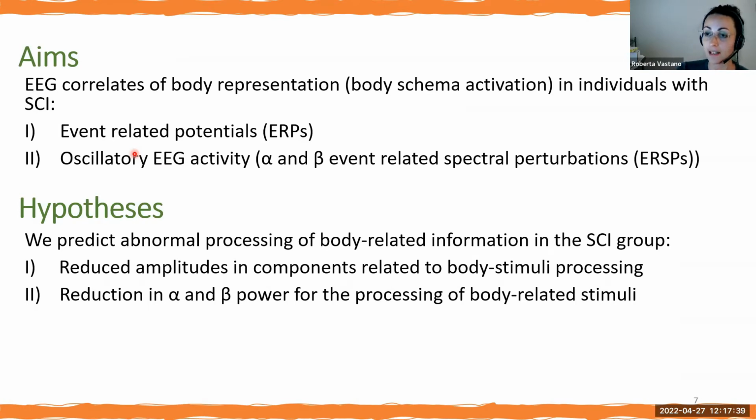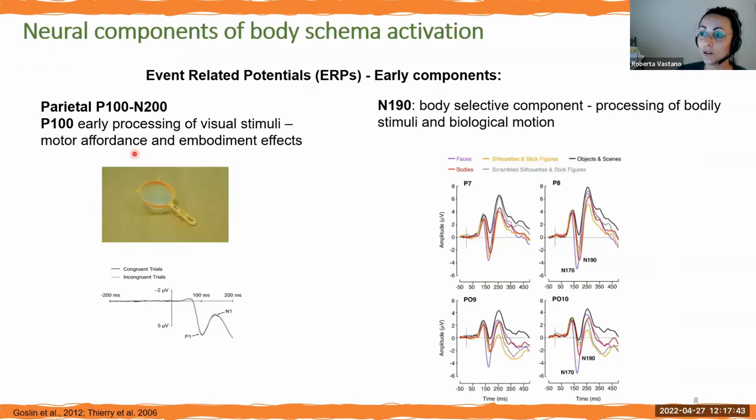So before I present my study, I will go over quickly the components of body schema activation that are usually investigated in this task. This may facilitate the understanding of our results. So when we perform event-related potentials, we can focus on two main clusters of components.